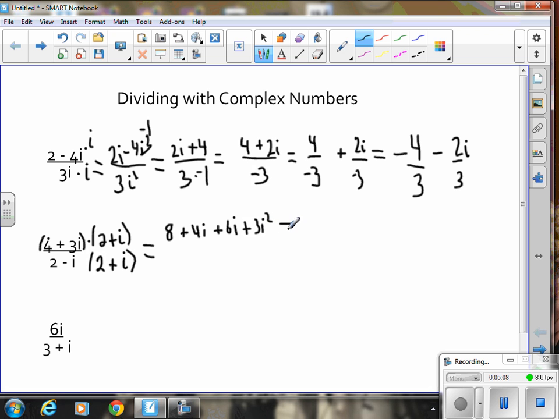I'll just go ahead and simplify my numerator all the way before I work on my denominator. i squared is going to become -1. And I can combine these two like terms. So that will leave me with 8 plus 10i minus 3. Combine my like terms a little bit further, and I'm left with 5 plus 10i.